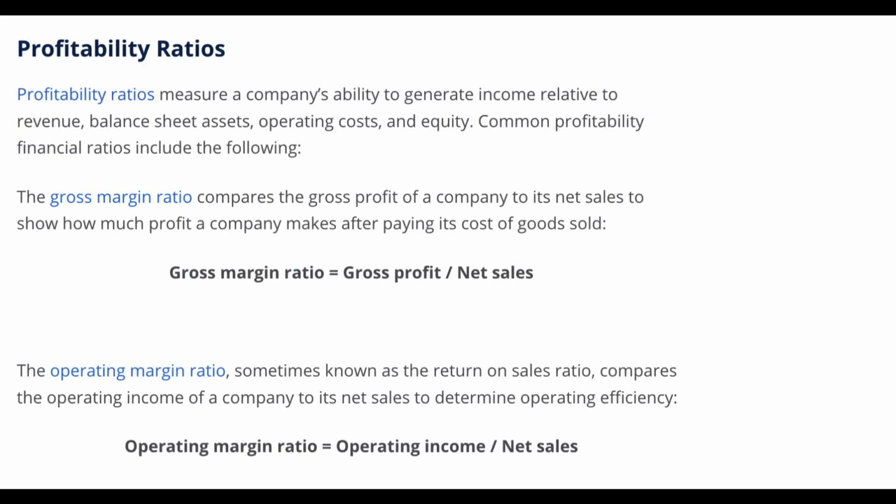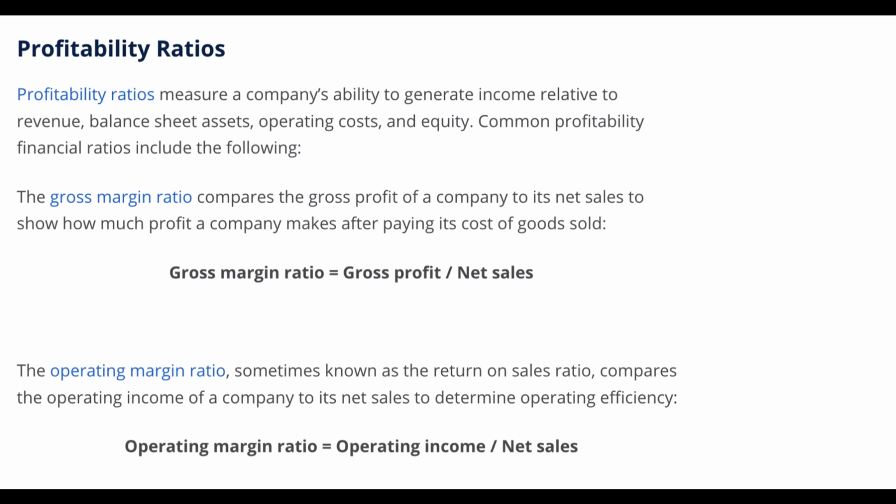Profitability ratios. Profitability ratios measure a company's ability to generate income relative to revenue, balance sheet assets, operating costs, and equity. Common profitability financial ratios include the following. The gross margin ratio compares the gross profit of a company to its net sales to show how much profit a company makes after paying its cost of goods sold. Gross margin ratio equals gross profit / net sales.